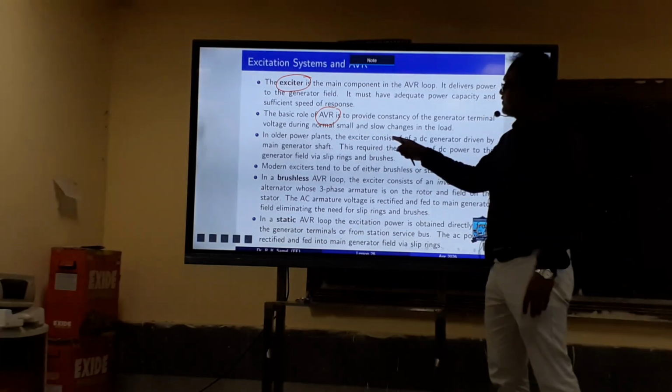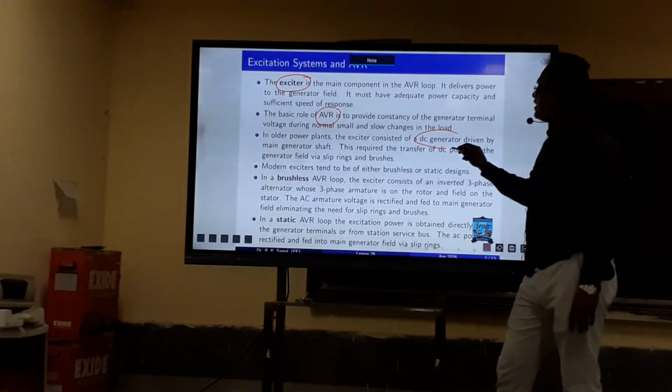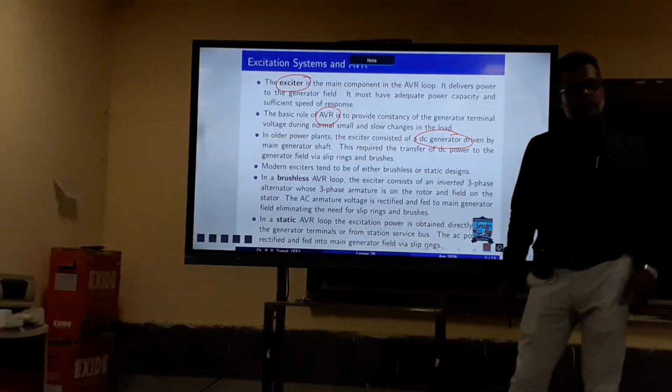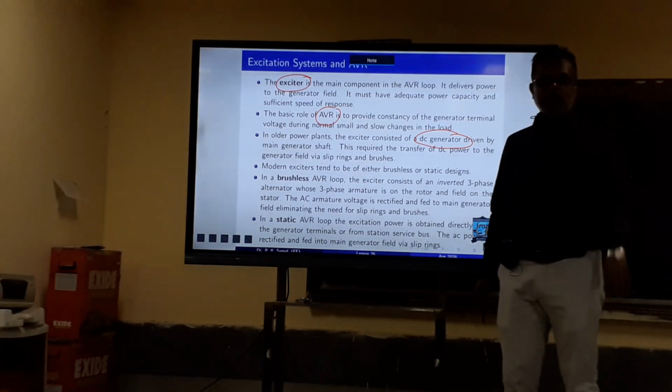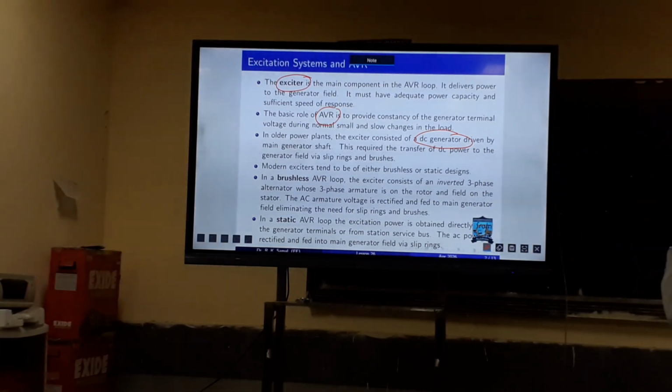In older plants, the exciter consisted of a DC generator driven by the main generator shaft. I have told you, if you go to Uttarakhand, you might have heard the J&K government is now planning to complete one power plant which was initiated in 1909, more than 100 years back. Somehow it was not completed. They are starting it now. So if you go to Uttarakhand or Jammu Kashmir, in many old hydro plants you will find the old DC excitation systems which are out of service.